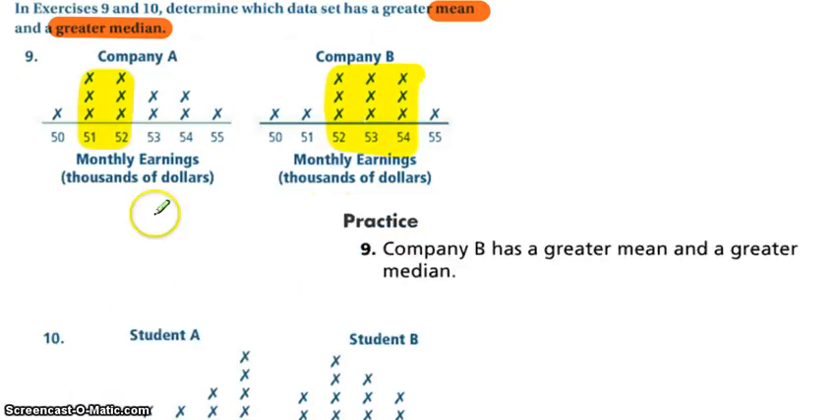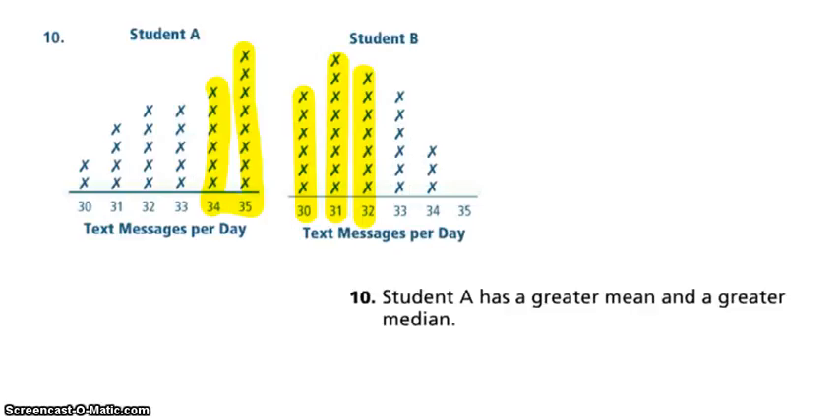When we look at the graphs and we compare where the majority of the data is centered, we see that company B is going to have a greater mean and a greater median because their data is primarily focused between the 52 and 54 mark of monthly earnings in thousands of dollars, compared to company A that's primarily in the 51 to 52 area. Likewise, we can see in number 10 that student A is going to have a greater mean and median because when we look at this data, student B is centered in 30 to 32, and student A, all their high values are 34 to 35.